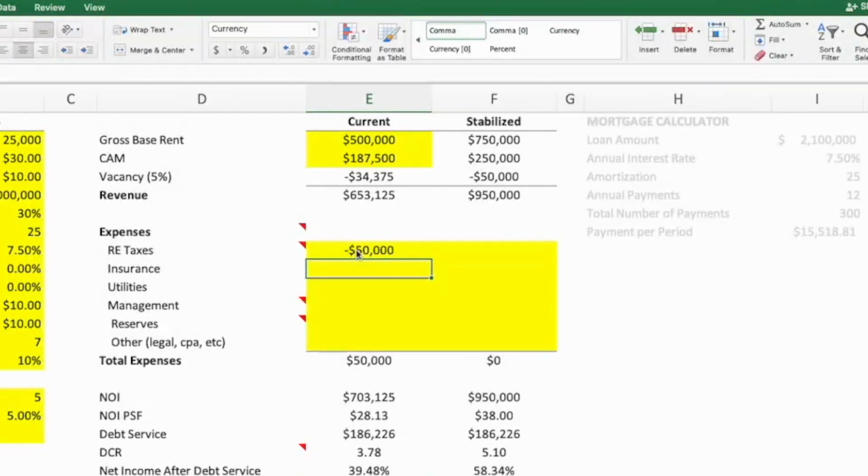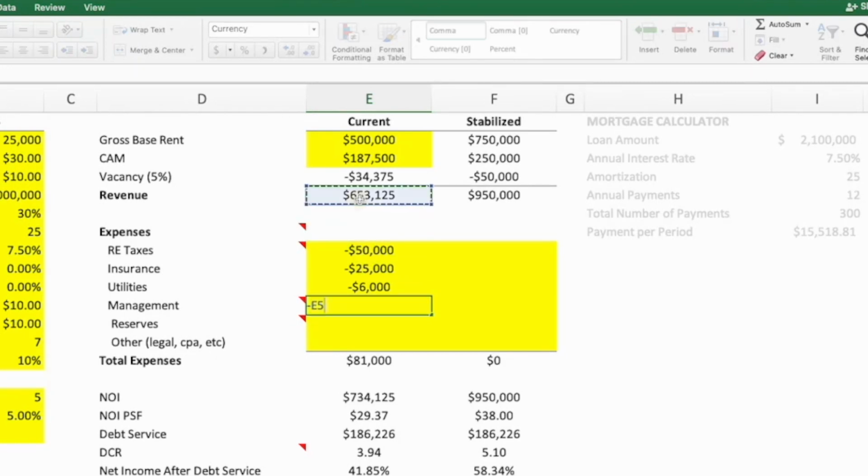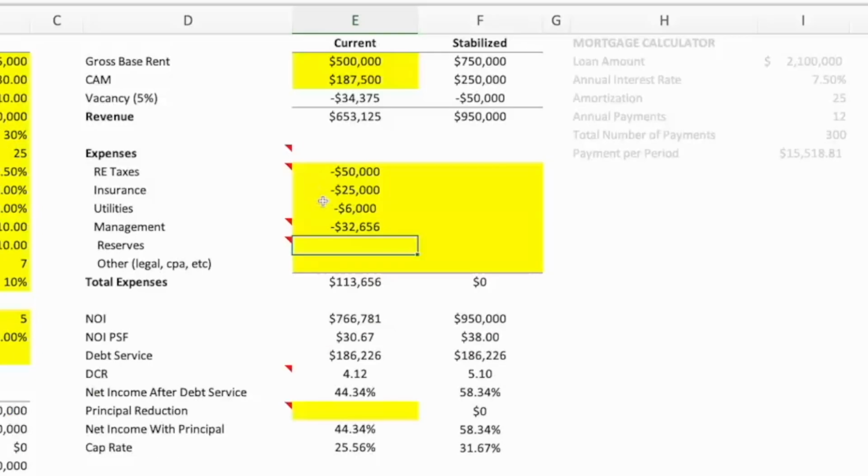Insurance, let's say right now, I don't know what it is, but I'm going to use $1 a foot, so let's just call it negative 25,000. Utilities, let's just say, again, these are all guesstimations, right? 6,000. Management, let's say the management is going to be at 5% of this total number here, but it's going to be a negative, right? Oh yeah, there we go. And you got 32,000 there. Let me review this real quick.